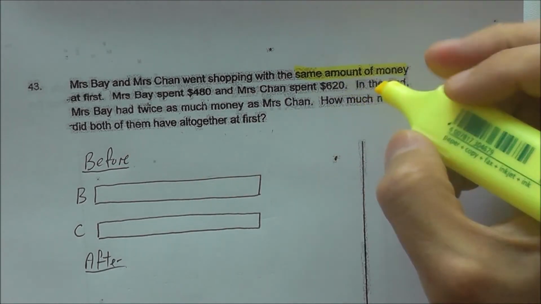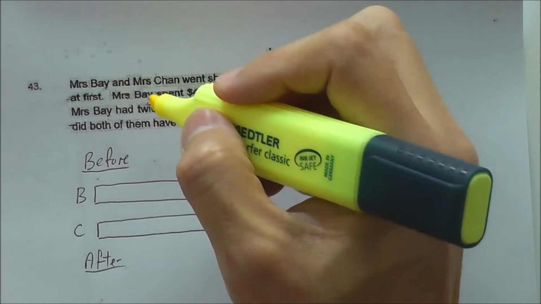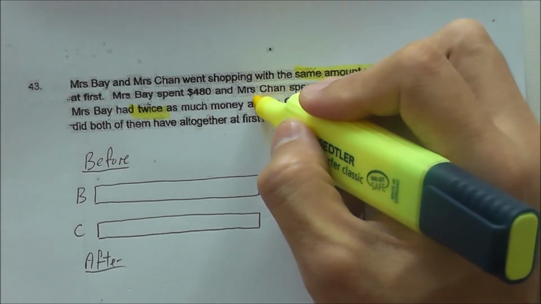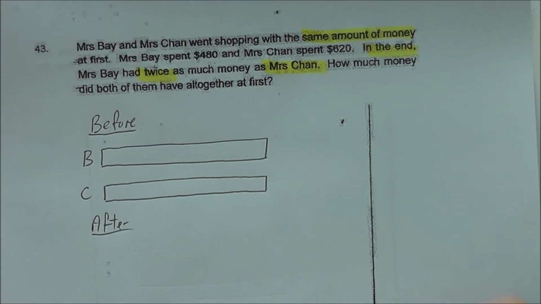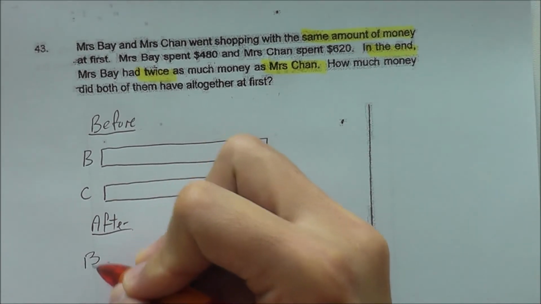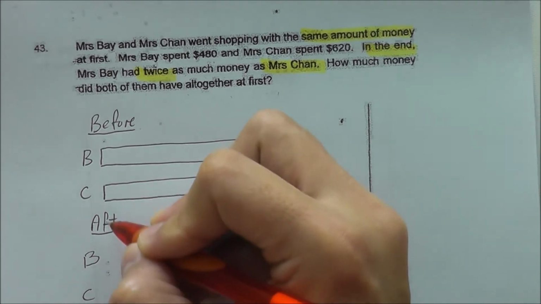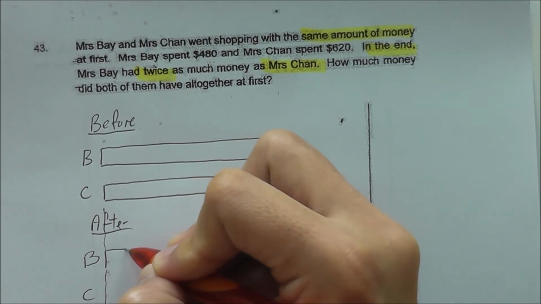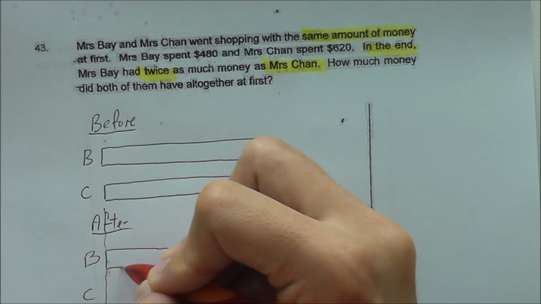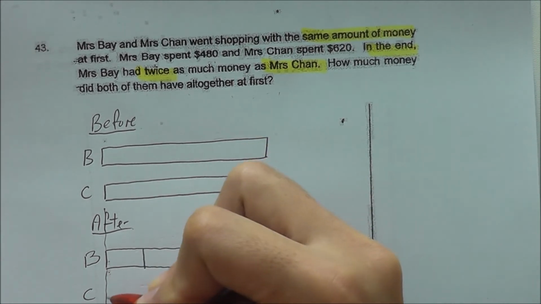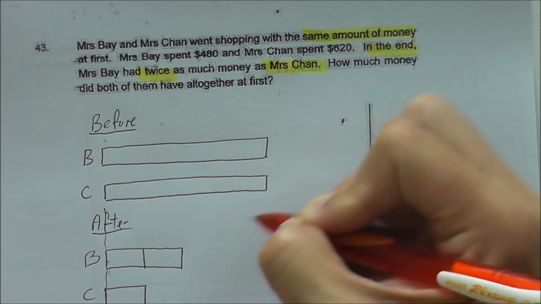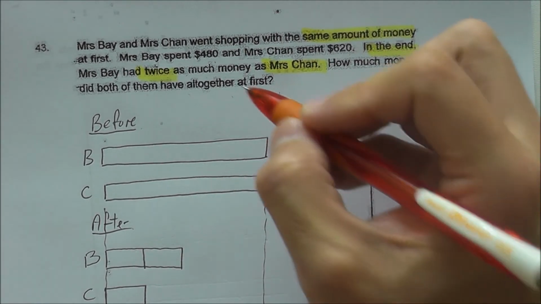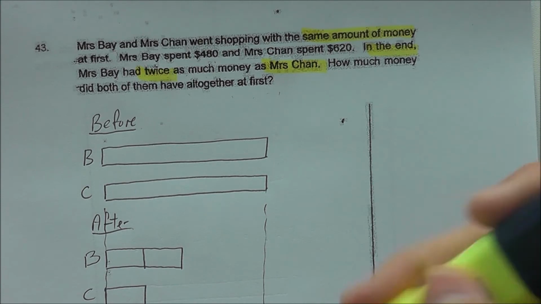So at the end, right, Mrs. Bay had twice as much money as Mrs. Chan. So Mrs. Bay will have 2 units and Mrs. Chan would have 1 unit. Okay, so this is how we are going to draw it. Mrs. Bay would have 2 units here, 1, 2, and Mrs. Chan would have 1 unit. And guys, now we are ready to put in the 2 numbers.